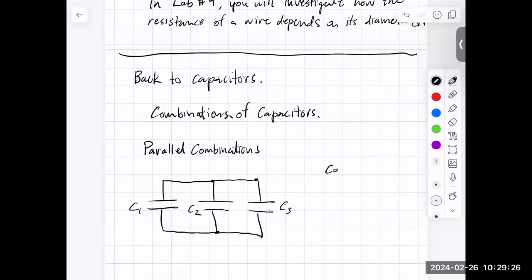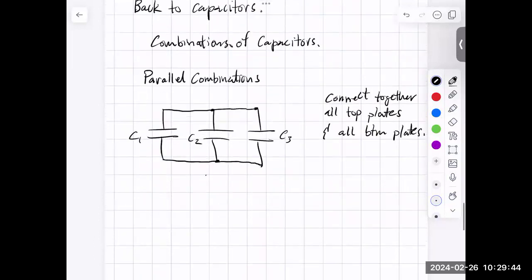So we connect together all top plates and all the bottom plates. And the idea is we want to represent that combination as a single equivalent capacitance, C equivalent.